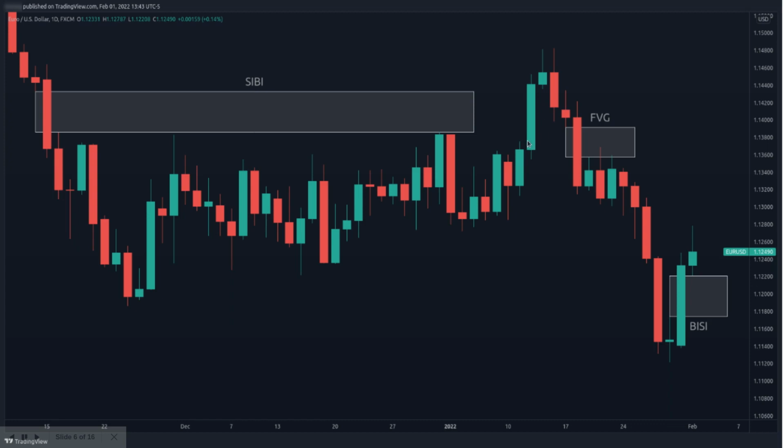Here's another good example here of a BISI. This high, that low, this gap between these two, that becomes your BISI. Alright, here's another example of a SIBI right there. The candle here, whether it's an up close or a down close, doesn't matter. What's important are the wicks, whether these wicks are overlapping or not. So you get your fair value gap like that.